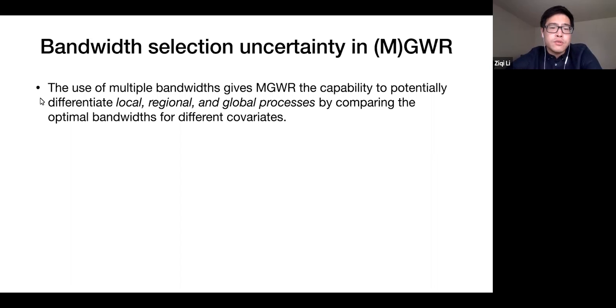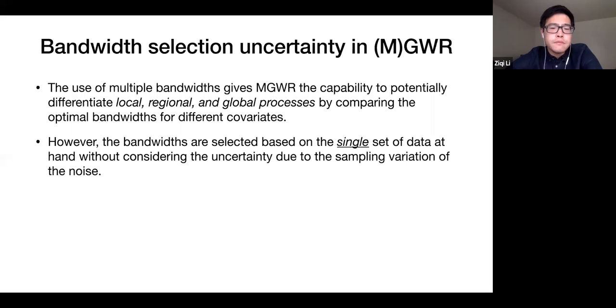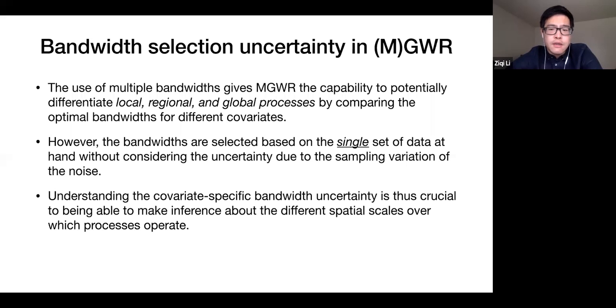And we're trying to use that to differentiate either local, regional, or global processes by comparing these optimal bandwidths. However, our estimated bandwidths are based on the data that we have, which is a single set of data, and it's not considering any kind of uncertainty for this data. So understanding the uncertainty of the bandwidth will be very important if we want to make inference about the bandwidth, and the bandwidth is an explicit indicator of the scale at which the spatial process operates.